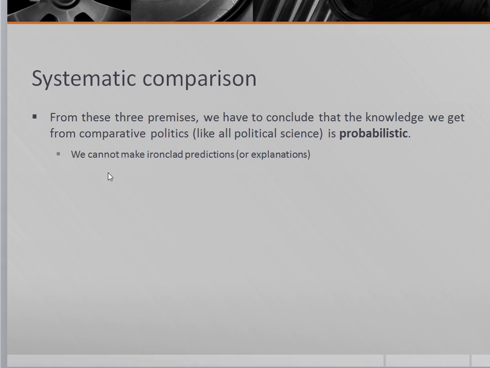So from these three facts about the subject matter that we're studying, we have to conclude that the knowledge we get from comparative politics, like the knowledge we get from all political science, is probabilistic. That is to say, we can't make ironclad predictions or explanations. There are no real laws of comparative politics in the sense that there are laws of physics, right? At best, we can say what the probabilities are, what the tendencies are. We can make contingent predictions, but we cannot say for certain what's going to happen.